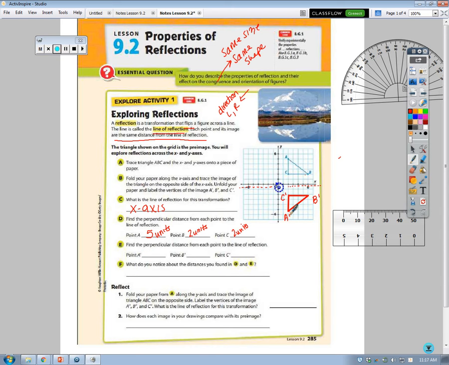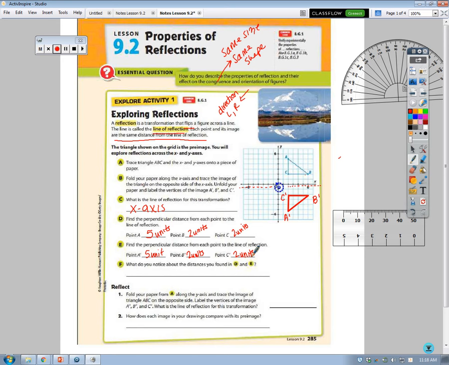So if I look at A prime, it should be 1, 2, 3, 4, 5, right? 5 units from my line of reflection. Point B prime is 1, 2 units from my line of reflection. And point C prime is 1, 2 units from my line of reflection. So when I look at those, when I compare those, which is what I'm doing in F, what do you notice about the distances you found in D and E?